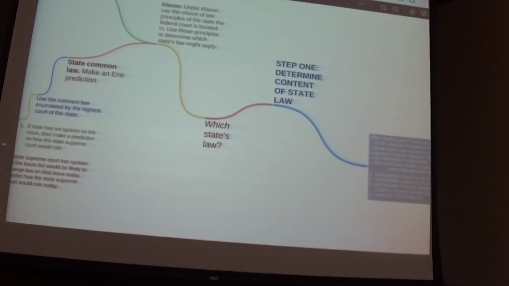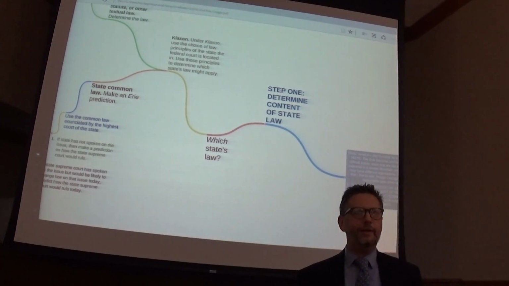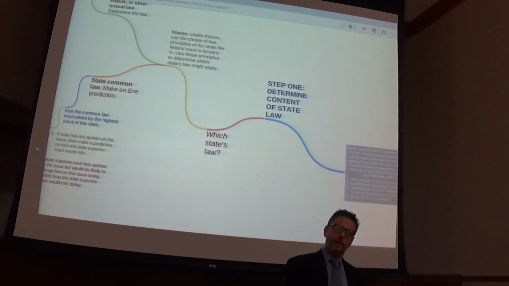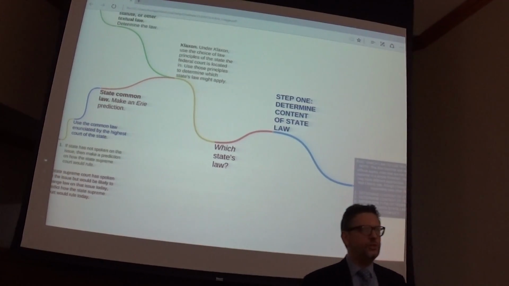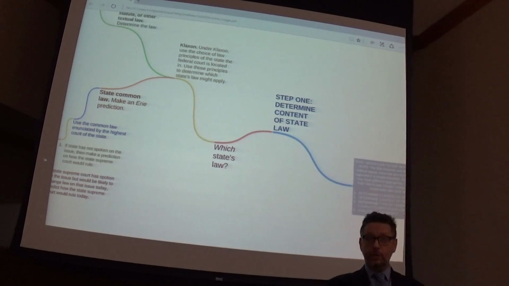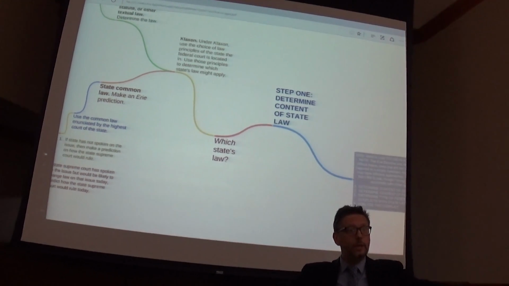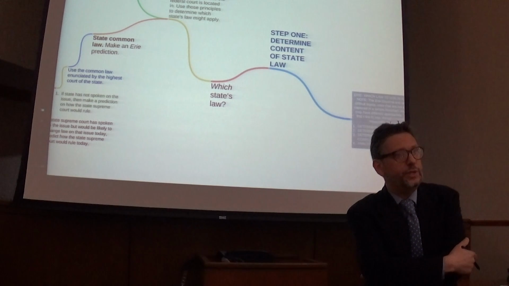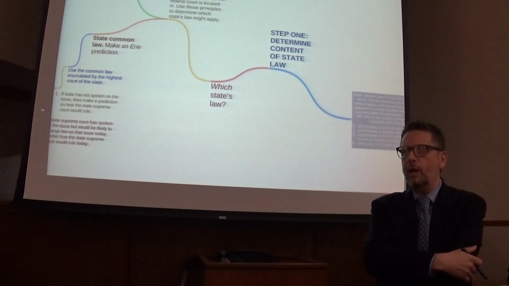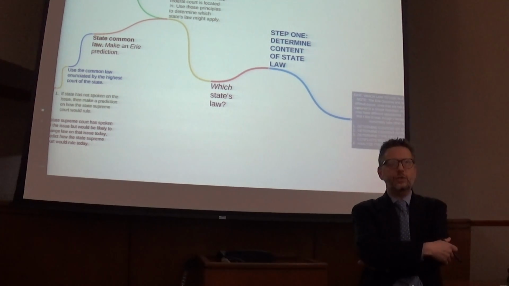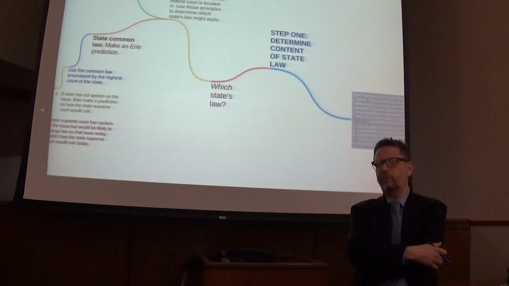Step 1, determine the content of the state law. That's the question of horizontal conflict. If the choice between federal law and state law is a vertical conflict between the 2 court systems, federal and state, then this first step requires us to consider the horizontal law: which state's law? So P sues D in federal court in diversity in the state of Florida. Well, you would think we use Florida law, but it's not that simple. Depending on the facts, depending on the law, we may use Florida law, California law, or Pennsylvania law.